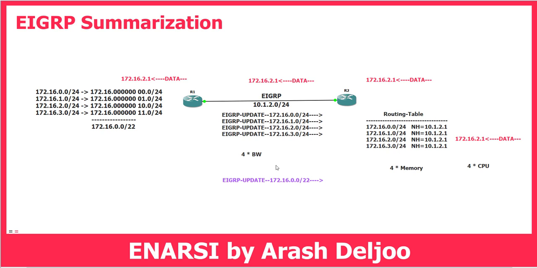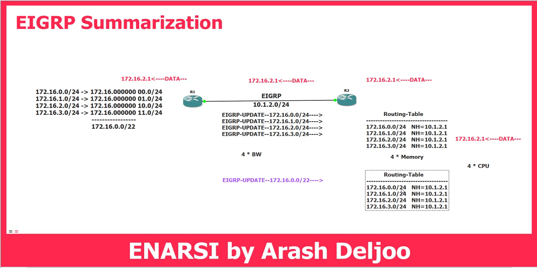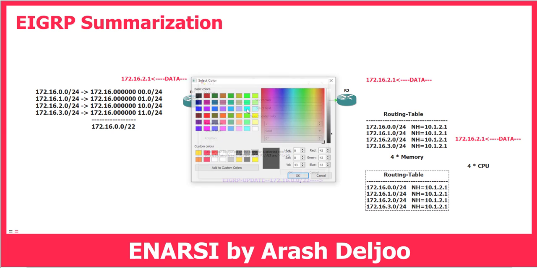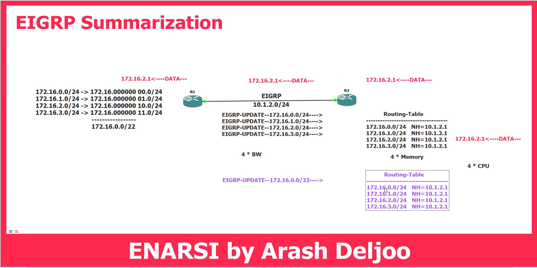After that, when you send this 1 entry, the routing table also has only 1 entry. Let me show you the routing table when you are using summarization. Here we have only 1 entry: 172.16.0.0/22 can be reached with the next hop of 10.1.2.1. Okay. Now let me talk again about data being received by router 2.